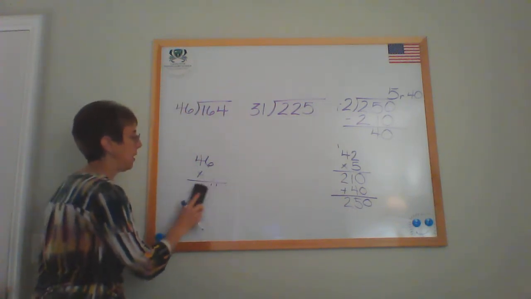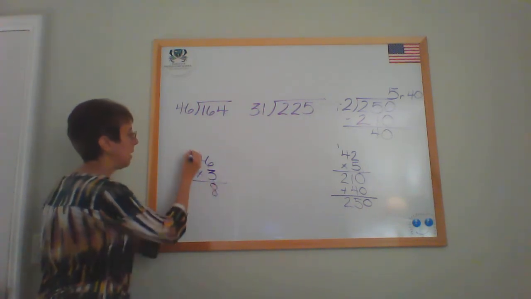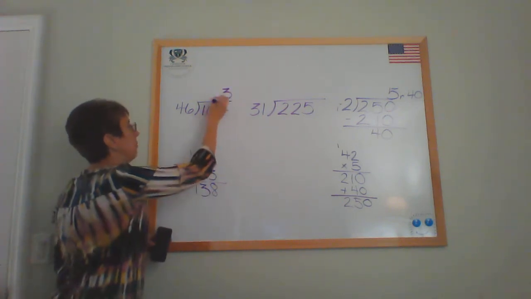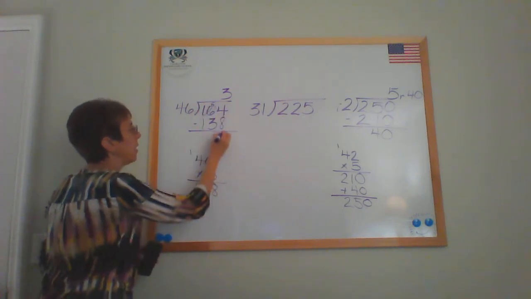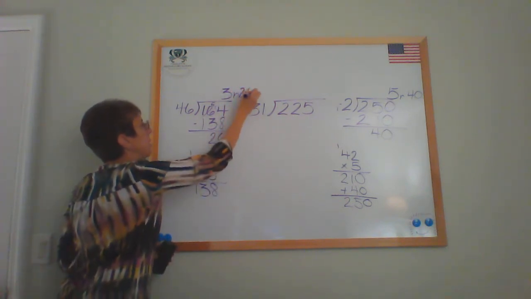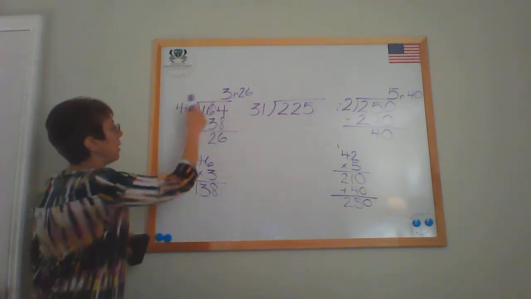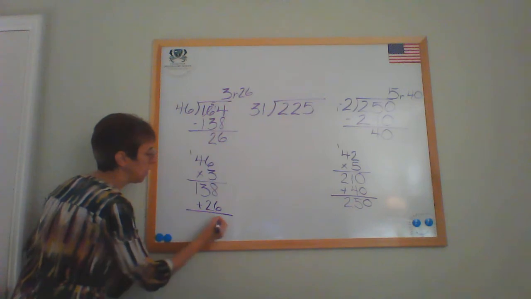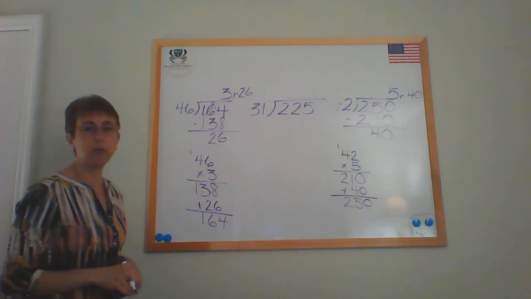So now I'll need to try 3. 3 times 6 is 18. 3 times 4 is 12, plus 1 is 13. That will work. And then we need to subtract. That's 6. That's 2. No other digit to bring down. We bring that up as a remainder. It is less than what our divisor is, so it's fine. To check, 46 times 3, 138, plus we add on the remainder of 26. 164, that's what we started with.